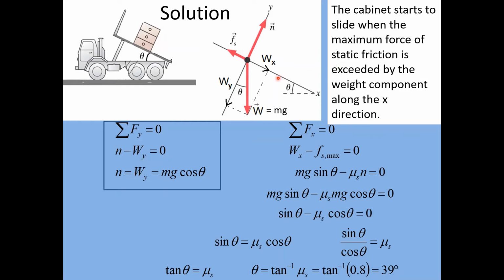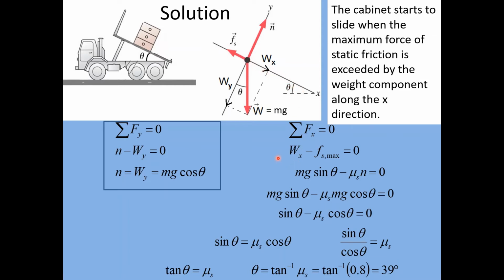Therefore, the normal force is equal to the y component of the weight, which is mg cosine theta. Now, how did I get this? Well, remember this right triangle right here. The hypotenuse is here, and it's equal to mg. This side over here is the adjacent side, because here's our theta. This side is equal to the hypotenuse, mg, times the cosine of theta. Now let's go over to the x components, in other words, the components in this direction along the slope of the truck bed.